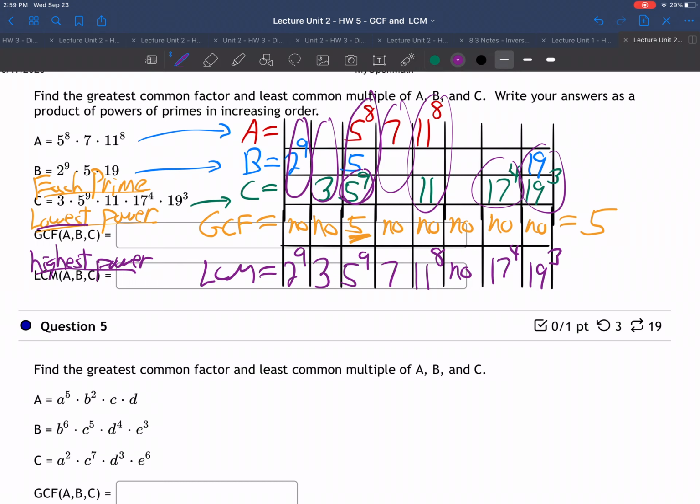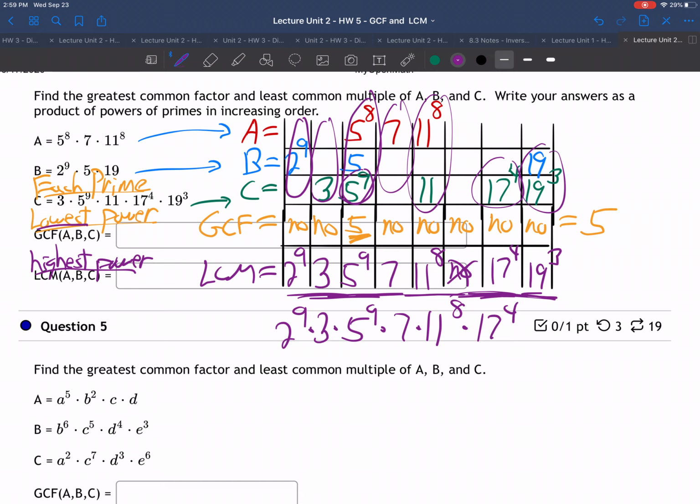So then, putting this all together, you just type this in just like this. You don't type in the no. You just type in exactly this. In other words, 2 to the 9th times 3 times 5 to the 9th times 7 times 11 to the 8th times 17 to the 4th times 19 to the third. That is the LCM, and the GCF was just 5.